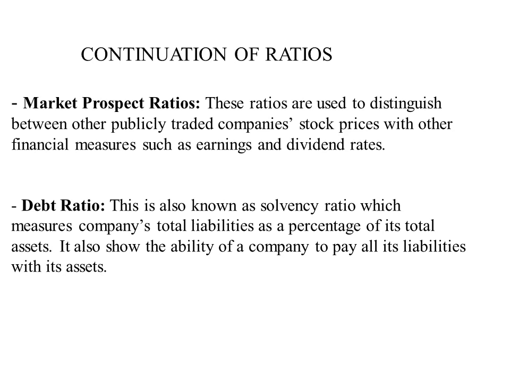Number three is market prospect ratios. These ratios are used to distinguish between other publicly traded company stock prices with other financial measures such as earning and dividend rates. Debt ratios. This is also known as solvency ratios, which measures company's total liability as a percentage of its total assets. It also shows the ability of a company to pay all its liability with its assets.